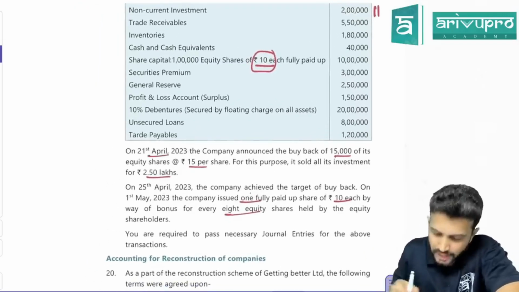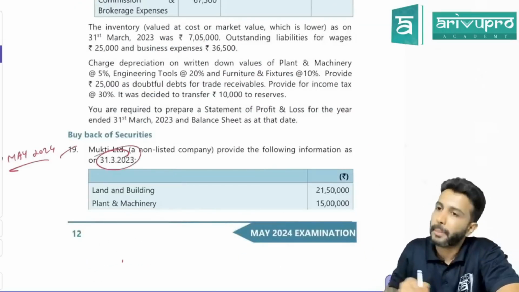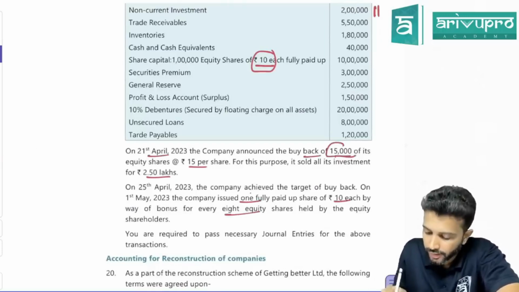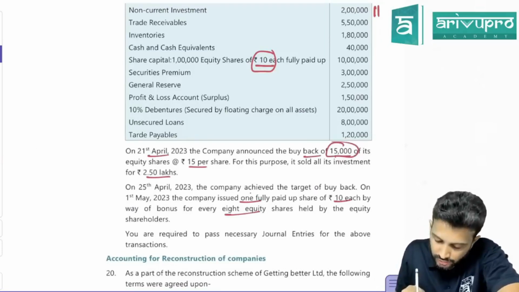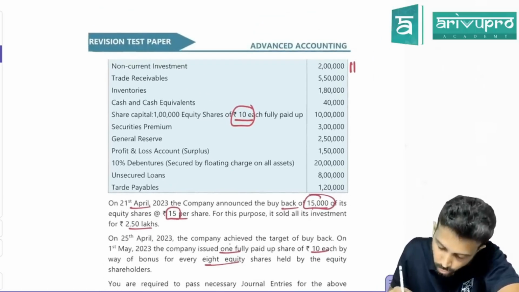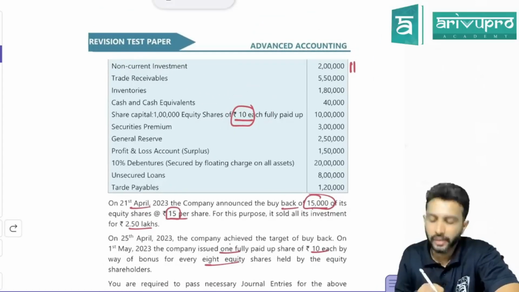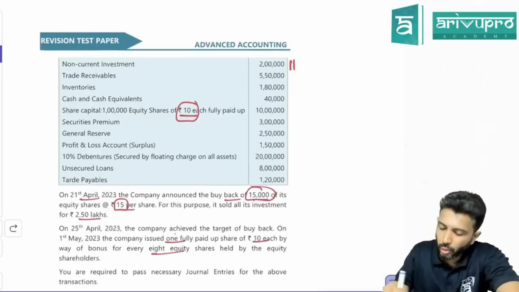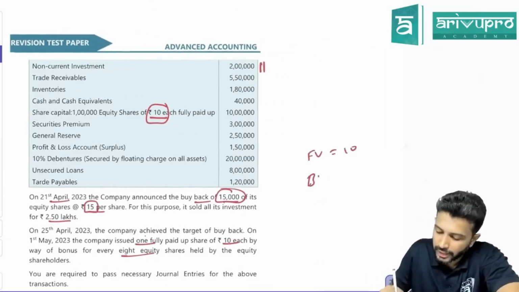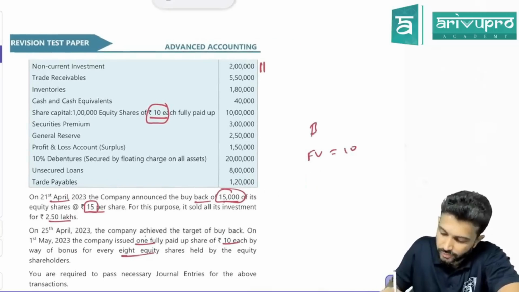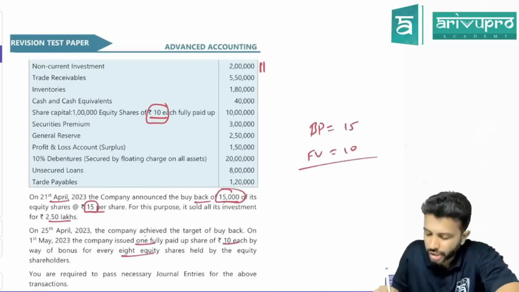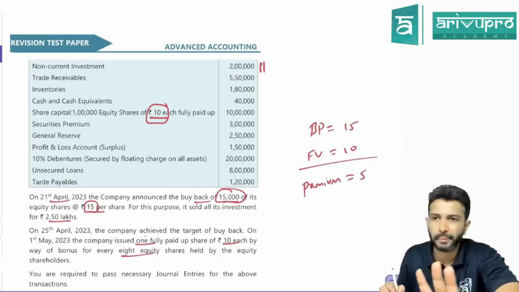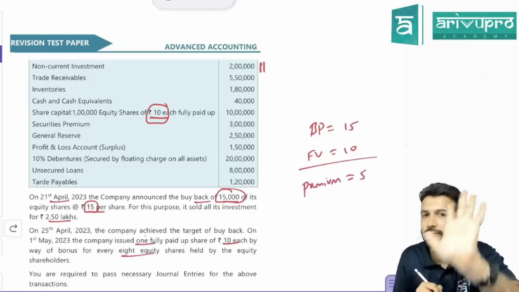Okay. On 21st April, first of all, there's the balance sheet as on 31st March. Few days later, on 21st April, the company announced a buyback of 15,000 of its equity shares at 15 rupees per share. Hang on, what is the face value of each share? 10. But what is the buyback price? 15. Face value is 10, but the buyback price is 15. That means the company is paying extra. How much extra? 5. That we call premium on buyback. On one share, the premium element is 5 rupees.